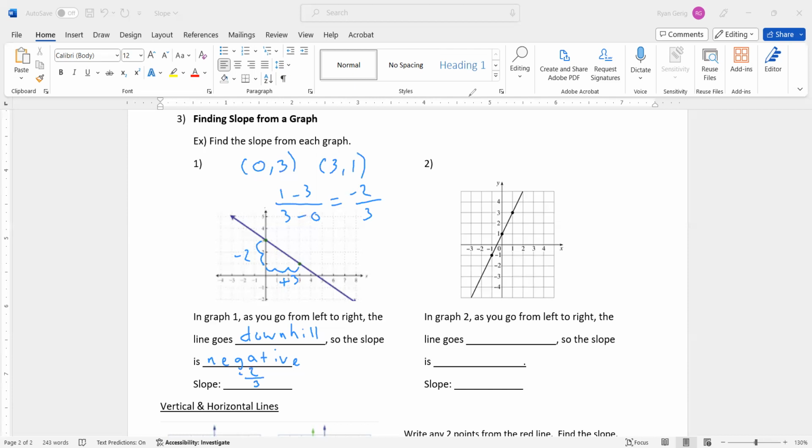So hopefully you did that. I want to point out as you go from left to right, the line goes uphill. So the slope is going to be positive here. What is it? It's 2 over 1 or 2. Whichever way you want to write it. I don't care. As long as the denominator is 1, you can make it a whole number. All right. One more thing in this video, and then we'll be done.